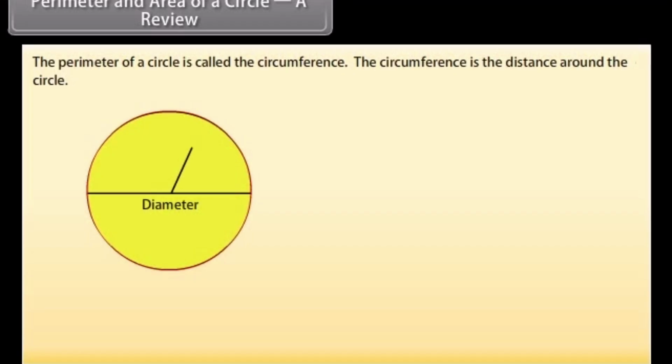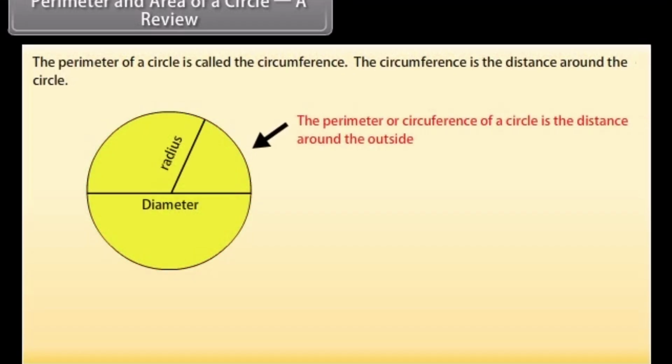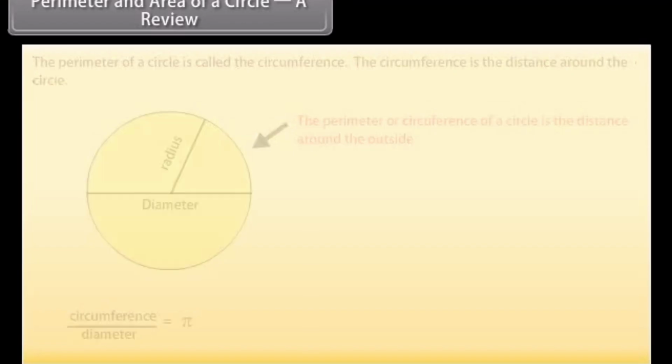A review. The perimeter of a circle is called the circumference. The circumference is the distance around the circle. The ratio of circumference with its diameter is constant. The constant ratio is denoted by pi, or circumference, which is equal to pi into diameter, which is equal to pi into 2r, where r is the radius of the circle, which equals 2 pi r.